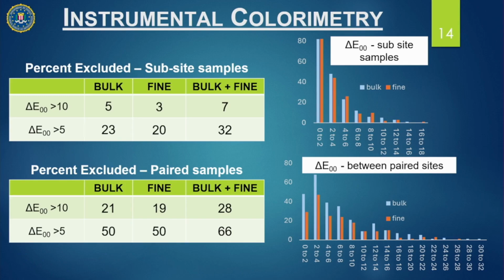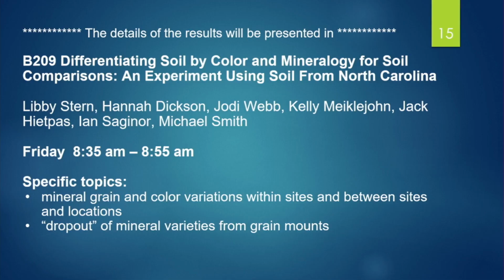Now, if we look at the sites, site A relative to site B, we can look at these values down below here. And again, we're looking at our delta E threshold or cutoff. We can see now we can exclude 21% if we look at the bulk, 19% if we look at the fine, and if we combine both of those in the same sample, we can actually exclude 28%. So that was a very cursory and very incomplete assessment of the work that Dr. Stern had done. She'll go into much greater detail and a more complete picture in her presentation on Friday.